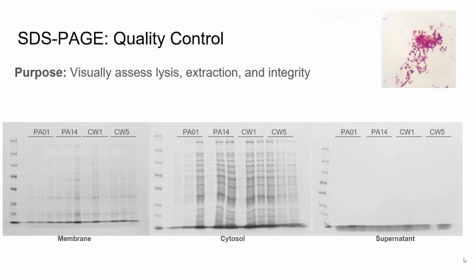Following protein quantification is quality control, which means SDS-PAGE to visually analyze the lysis, extraction, and integrity of the proteins. These are the same as before with the BCA, with the supernatant, cytosol, membrane, and consistent. The supernatant has very low bands, as expected, since there's very low protein. Membrane following close, and cytosol with very deep bands, although some inconsistency.